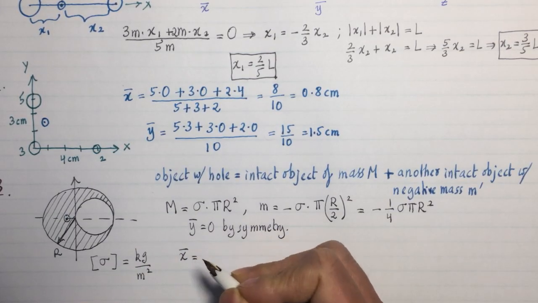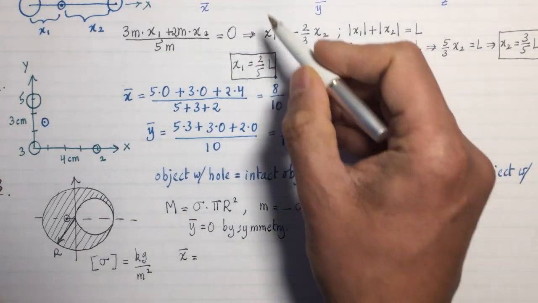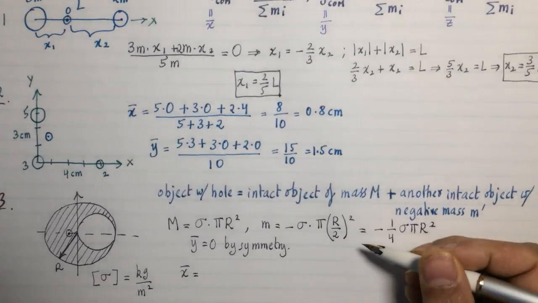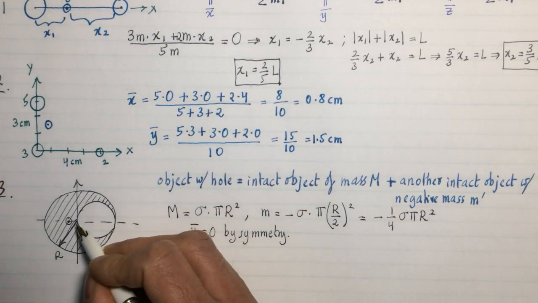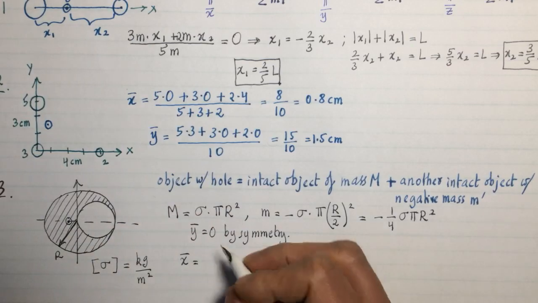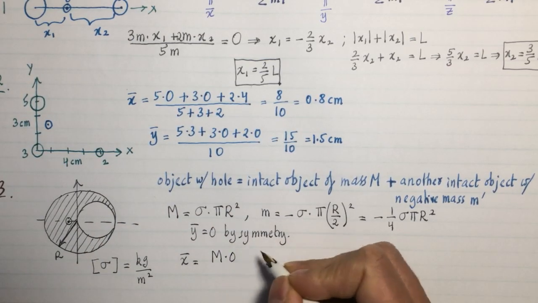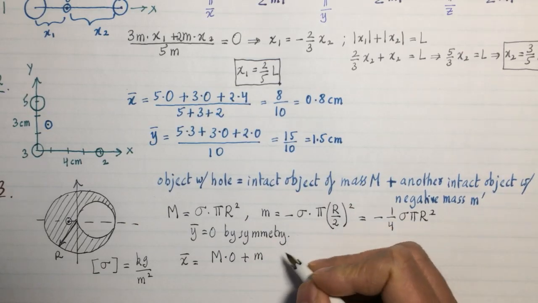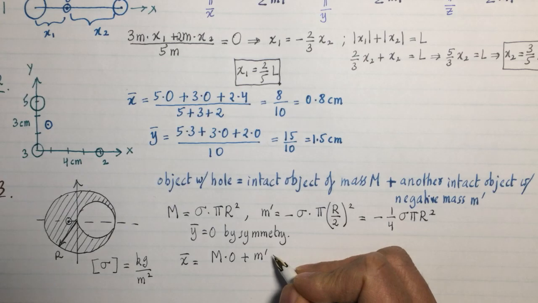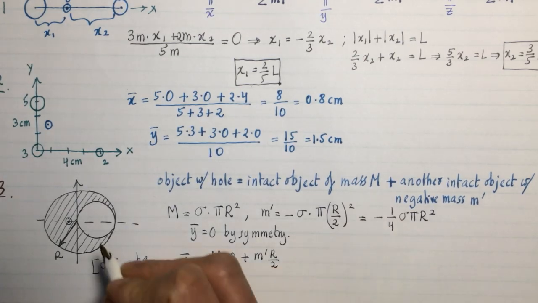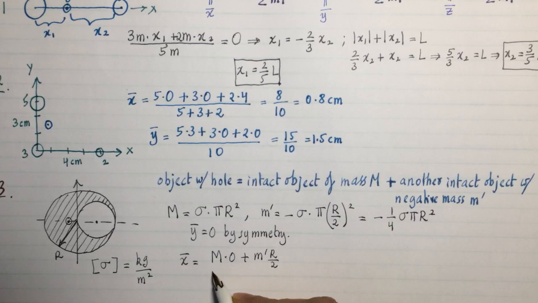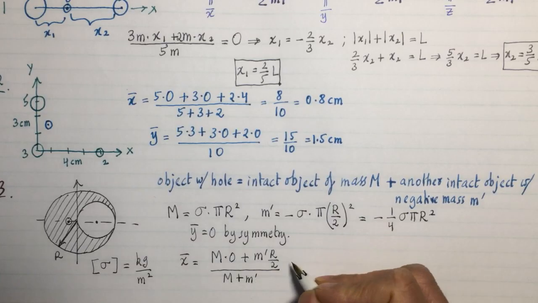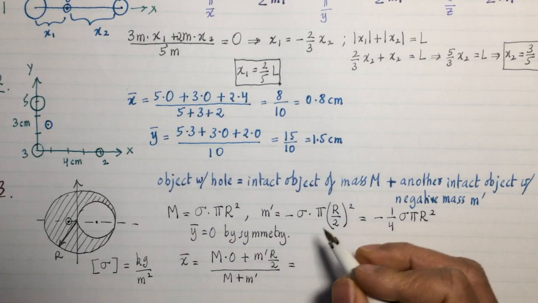So x bar, by the definition of center of gravity written here, is sigma m_i x_i divided by sigma m_i. Because I've chosen the origin to be exactly where the positive mass is, it's going to be capital M times 0 plus the negative mass, I call it m prime for some reason, I could have just called it m, times r over 2, because that's where the negative mass's center of mass is located, divided by M plus m prime. Now it's just a matter of substituting values.